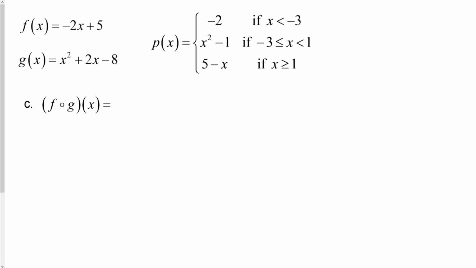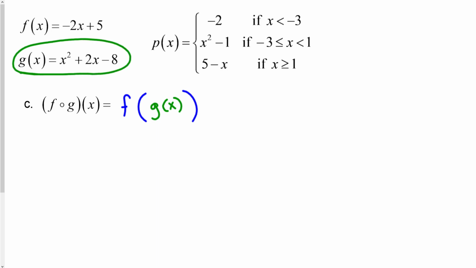Part C, f composed g of x. So when we have this open circle, it means function composition, which means I need to take f and evaluate it at the function g of x. So I tell you what, let me do it this way. To make it more clear, I'll put g of x in green. So g of x is in green. So this is going to be f evaluated at x squared plus 2x minus 8.